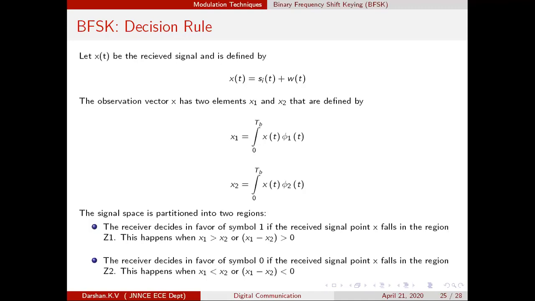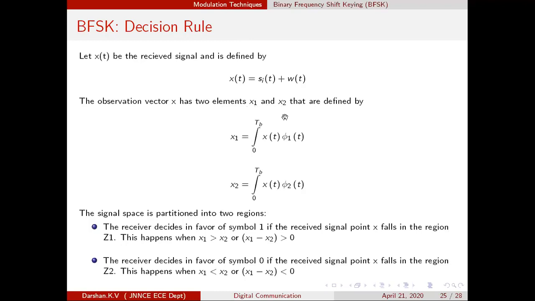Now x of t is given to the receiver to convert from the signal form to the vector form. It has been converted with the following method. x1 is equal to x of t into phi 1 of t, x2 is equal to x of t into phi 2 of t. What are this x1 and x2? Remember, this is the received signal. This received signal has been converted to a vector. So how many elements is this vector having? This vector is having two elements.